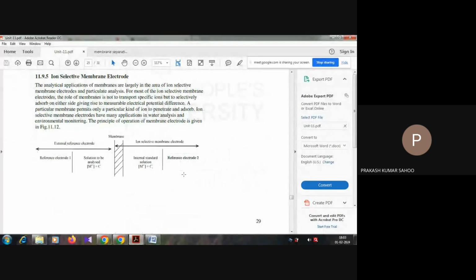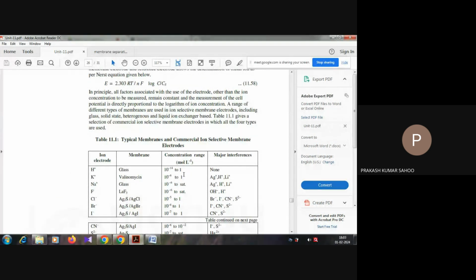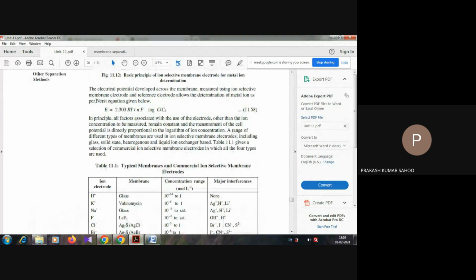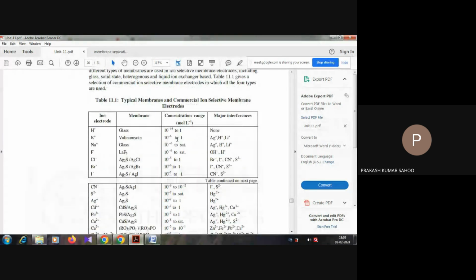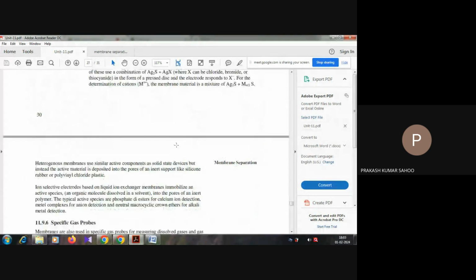Ion selective membrane electrode. So these are some membranes of your ion electrodes with some major interfaces. Then we have equations like E equal to 2.303 RT by nF log C by C-H. This is your Nernst equation. In your electrochemistry part, you can have this equation. Then some statistical data are here.